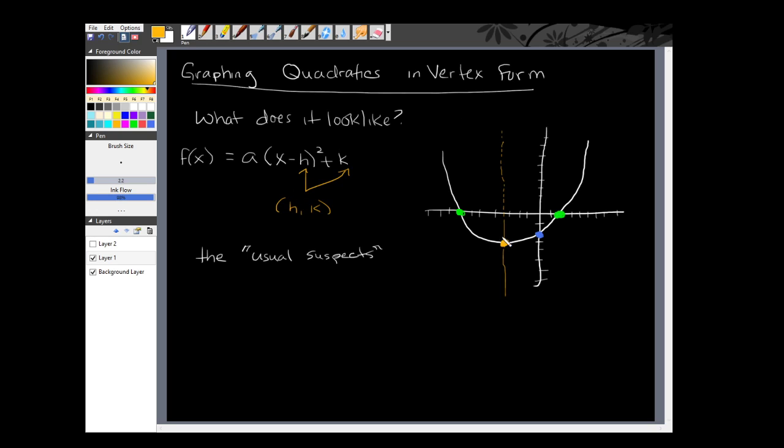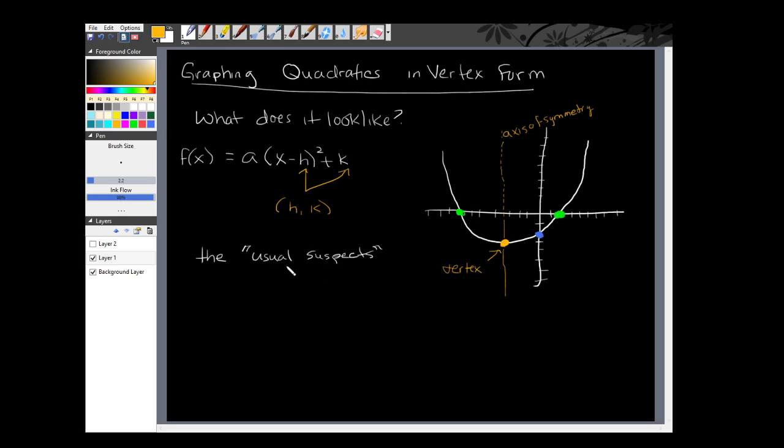So when we go to graph in vertex form, we usually want 5 points. One of the main ones I just mentioned here is the vertex. That vertex lies on what is called the axis of symmetry, which is this dotted line that you see going through our parabola here. The axis of symmetry is where the parabola kind of mirrors itself. It makes a perfect U shape.